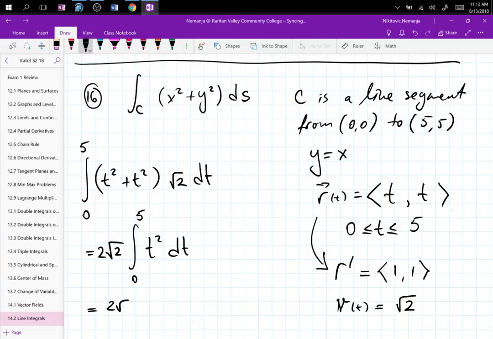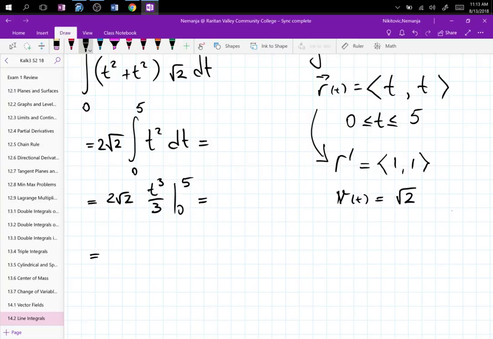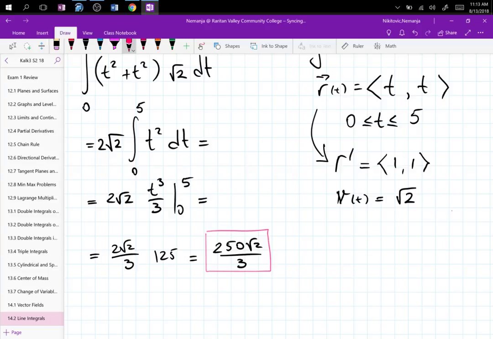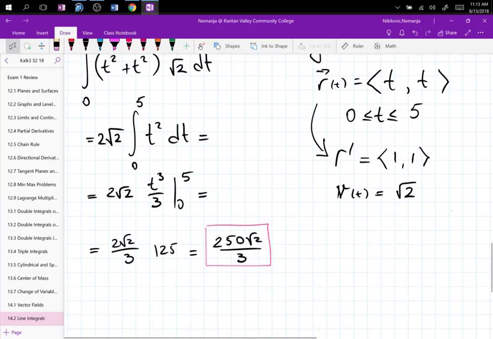Now I have 2 root 2 times t cubed over 3, computed from 0 to 5, is going to give me 2 root 2 over 3, and then I have 125 over here minus 0. So this is 250 root 2 over 3. 2 plus 5 is 7, not divisible by 3, so leave it as is. And that's the answer. So this would be the area of the curtain. That would be the area of the curtain.